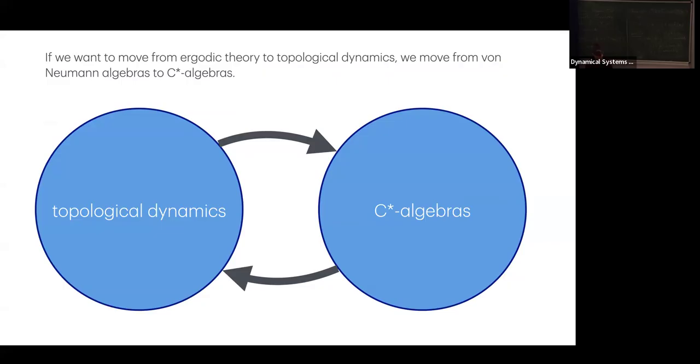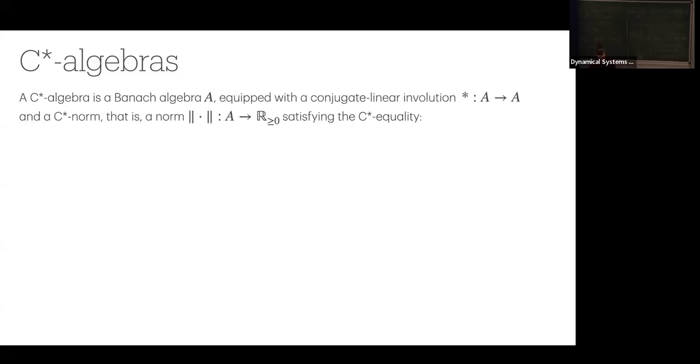So C-star algebras are really more my thing. So what exactly is a C-star algebra? Well, we saw that they were originally introduced by Gelfand and Naimark as subalgebras of bounded operators on Hilbert space, but they also have the following definition. You take a Banach algebra A, a normed complete algebra. You take a conjugate linear involution, and you want the Banach algebra norm to be a C-star norm.